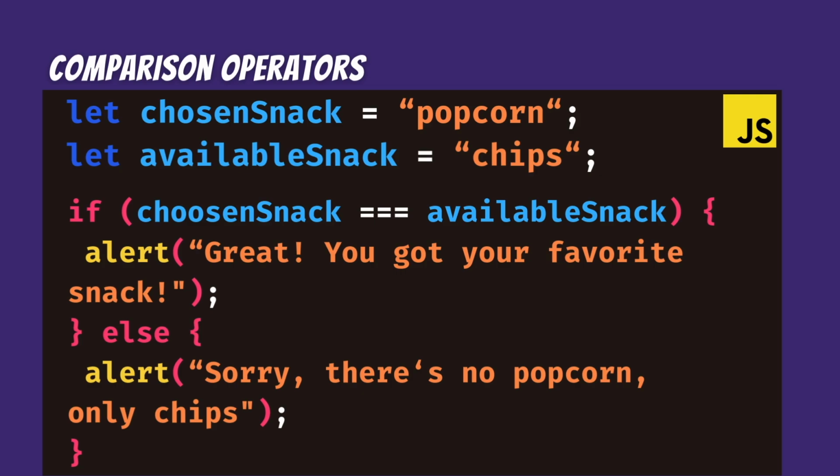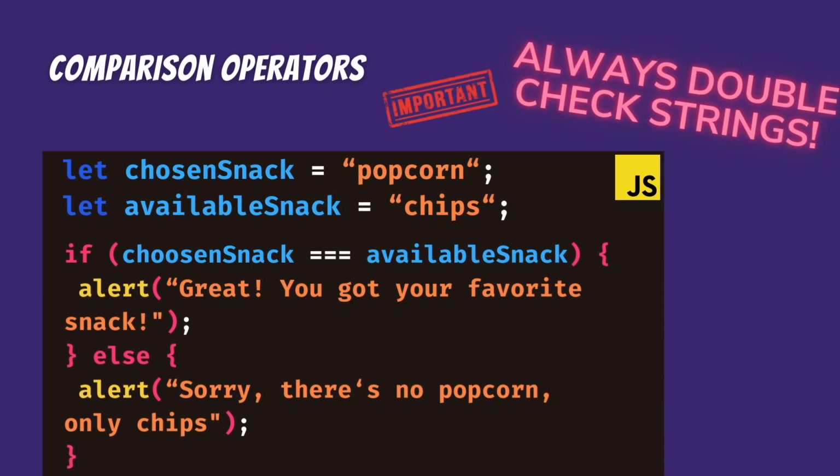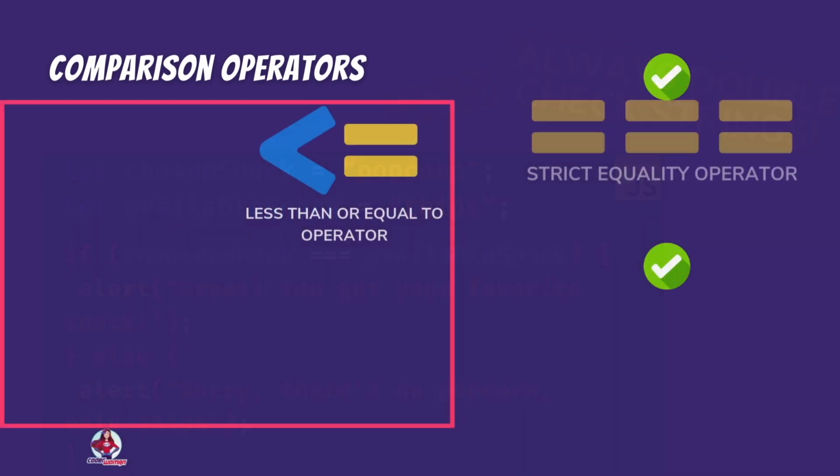But be careful with string comparison. Remember, if there's a typo like writing popcorn instead of popcorn, the strings won't match exactly. Always double check your text. Now that you've learned the most complex operators, the next 4 will be easier.